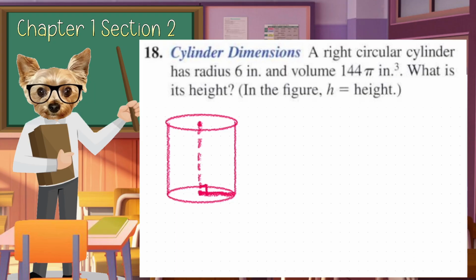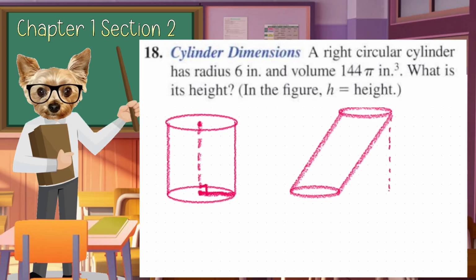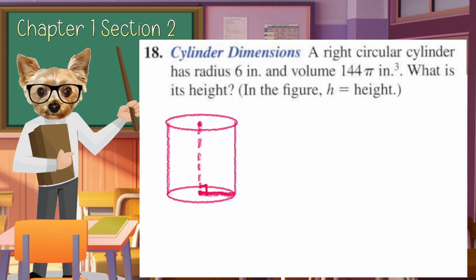Whereas a non-right circular cylinder might be more like that right there. So the height you would find on the outside over there. Anyhow, that's not what we're dealing with. We're just dealing with the classic cylinder that we all know and love.